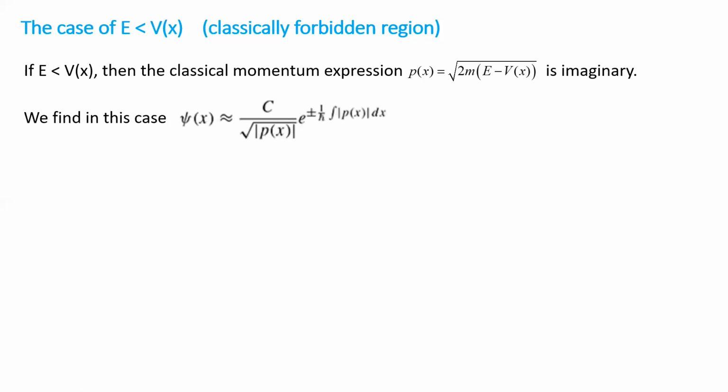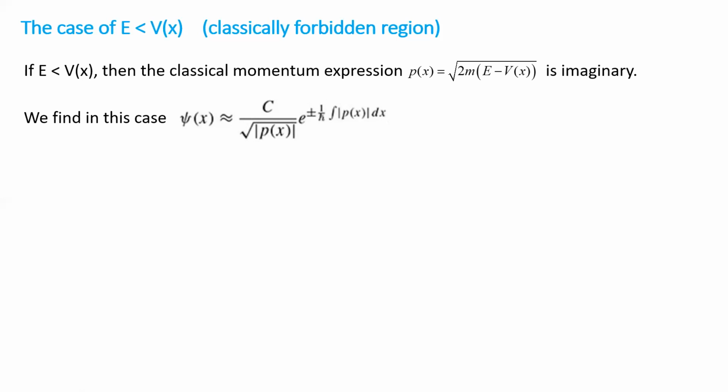Okay, so we find in this case a similar solution, plugging the WKB form into the TISE, doing some algebra, providing some approximations. It's a similar form to what we found before for the E greater than V of x case. It's approximately equal to C over the square root of the modulus of P of x, since we need the modulus because P is imaginary. So we can't just divide by an imaginary number. We need to take the modulus here. And this is plus or minus now 1 over h bar, the integral of the modulus of P of x dx.